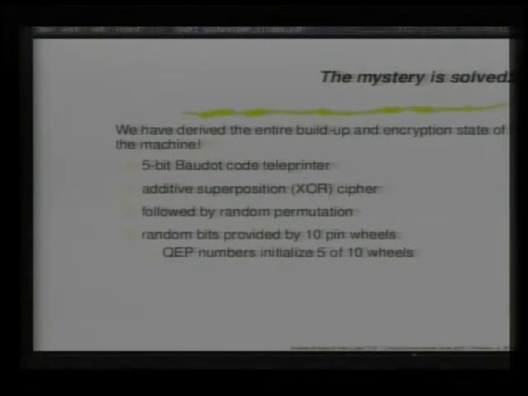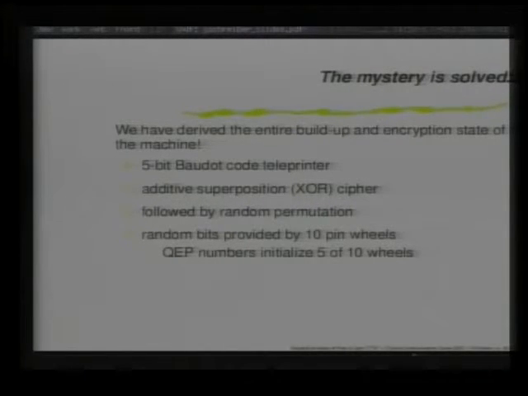We knew it was a 5-bit Baudot code teleprinter. We've established that it's an XOR cipher followed by a random permutation, and we know the bits are provided by pinwheels, 10 of them, and we know the patterns on the wheels. At this point it's also easy to figure out that the QEP numbers seen earlier provide initial positions for 5 of the 10 wheels. It was 5 numbers given before the message, and they would set the initial positions for 5 of the wheels.